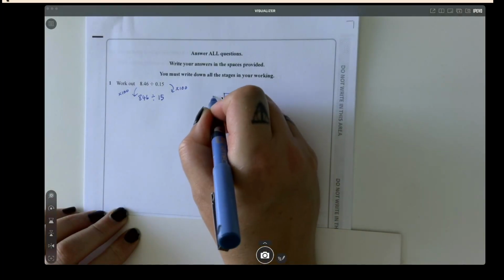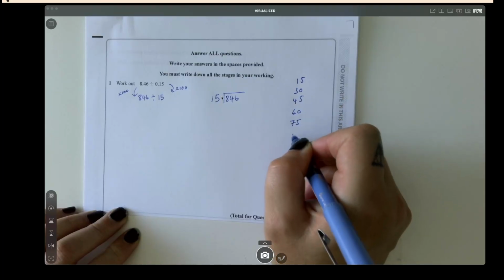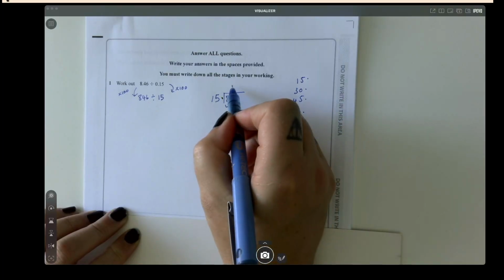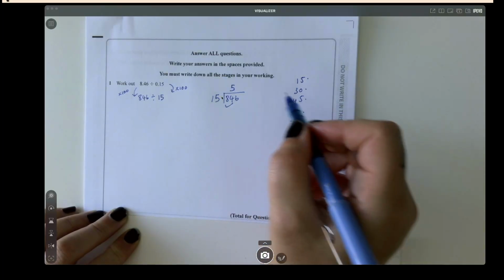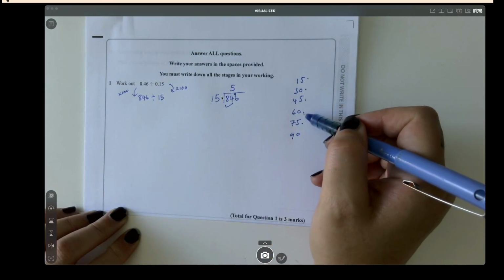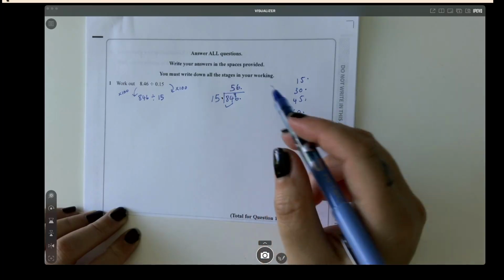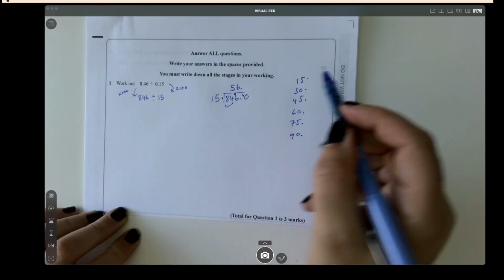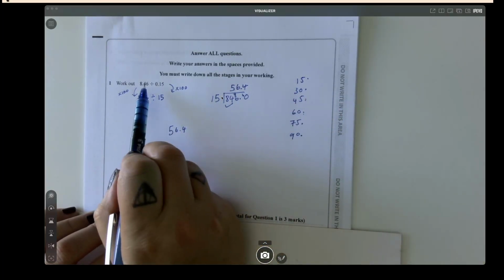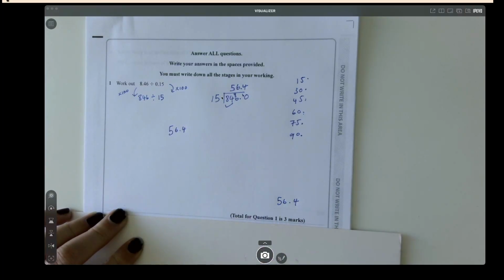So 846 divided by 15. 15, 30, 45, 60, 75, 90. So 15's into 84. 1, 2, 3, 4, 5. To get from 75 to 84 is a remainder of 9. 15's into 96. 1, 2, 3, 4, 5, 6, with a remainder to get from 90 to 96 of 6. And then 15's into 60. 1, 2, 3, 4. So it's 56.4. Because we're dividing and I multiplied both sides by the same thing, that is my answer. I don't need to reverse it.